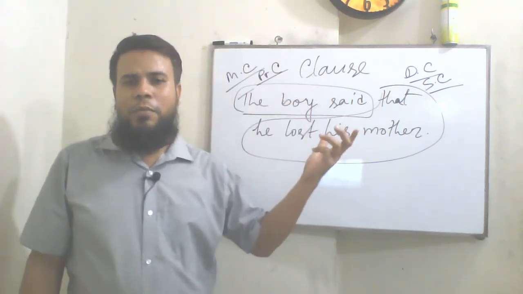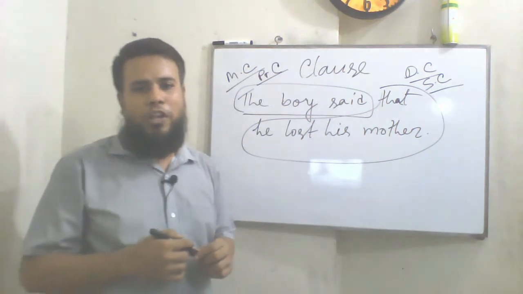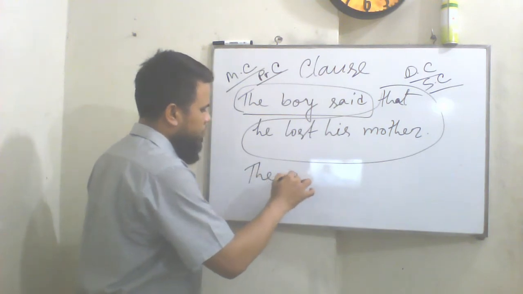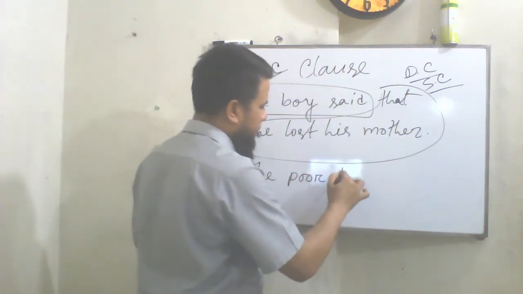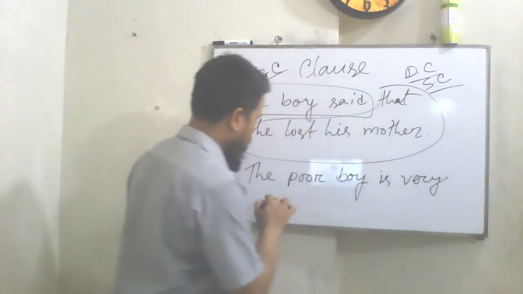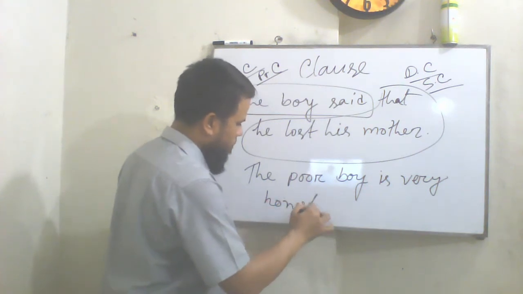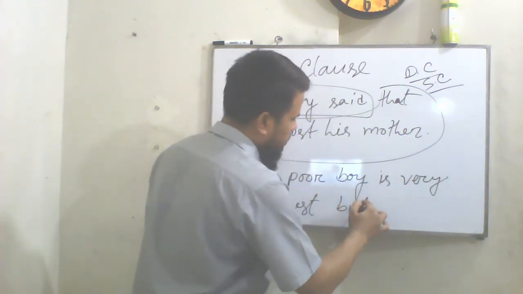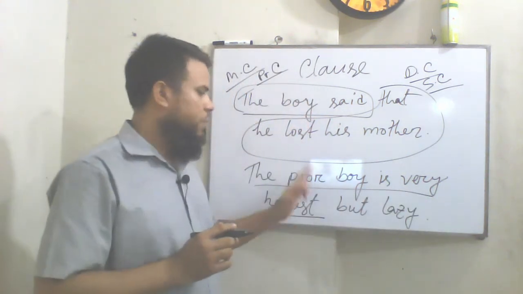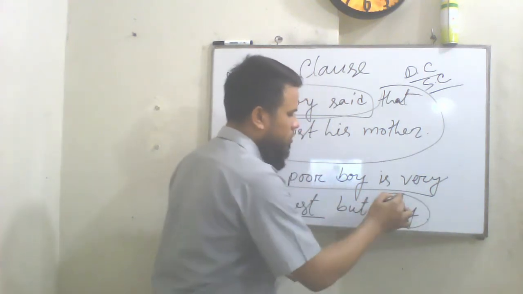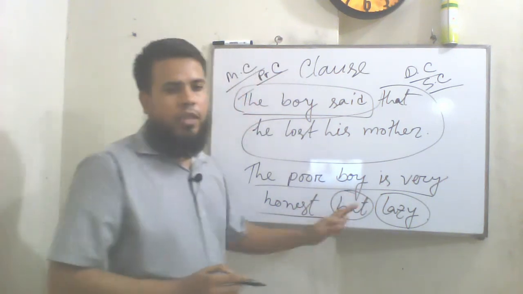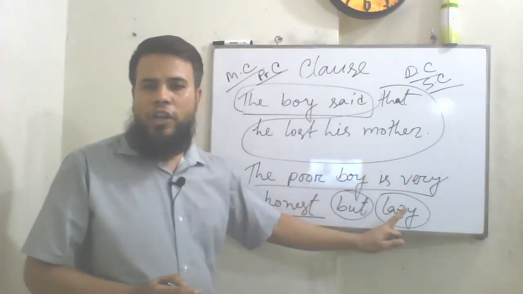There is another kind of clause, and its name is coordinate clause. For example, I can write here: the poor boy is very honest but lazy. The poor boy is very honest but lazy. This part doesn't depend on others, and this part also doesn't depend on others. Both parts are connected with a conjunction. Then we may call it a coordinate clause.